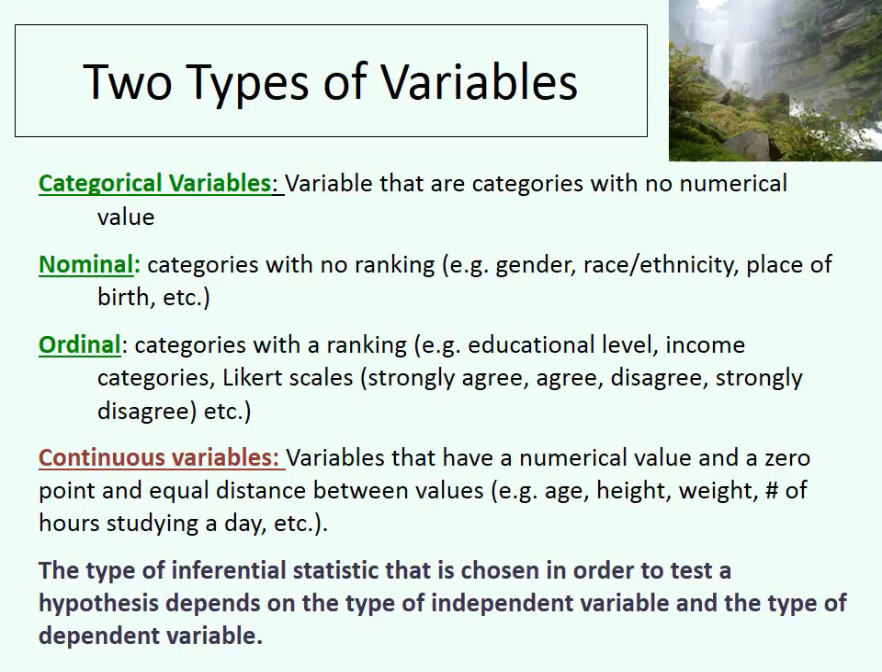Continuous variables are those that have a numerical value associated with them and that also have equal distances between values, such as age, height, weight, number of hours studying in a day, etc. The type of inferential statistic that is chosen in order to test a hypothesis depends on the type of independent and dependent variables that are measured.